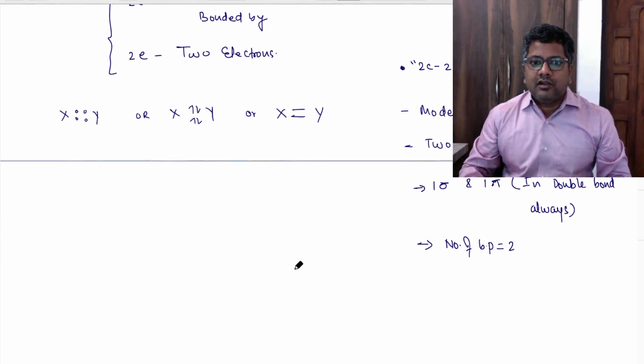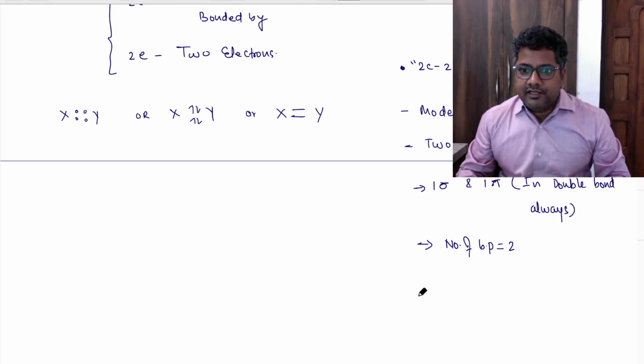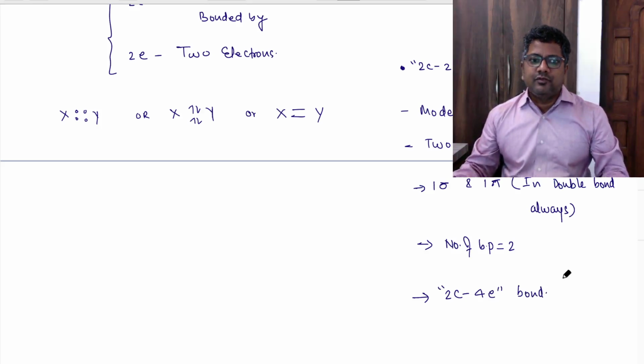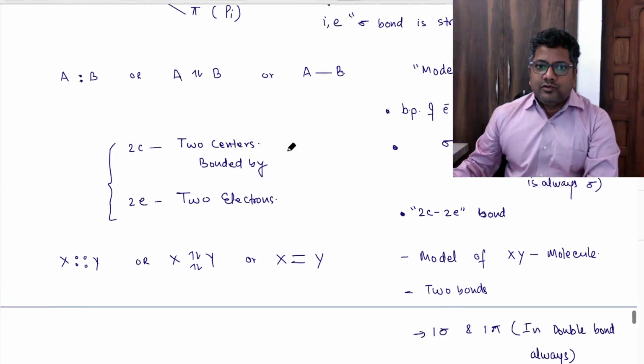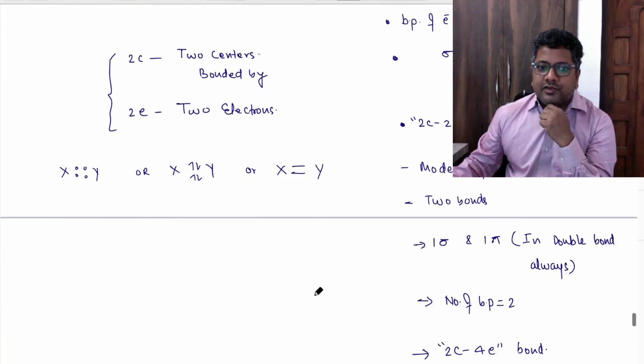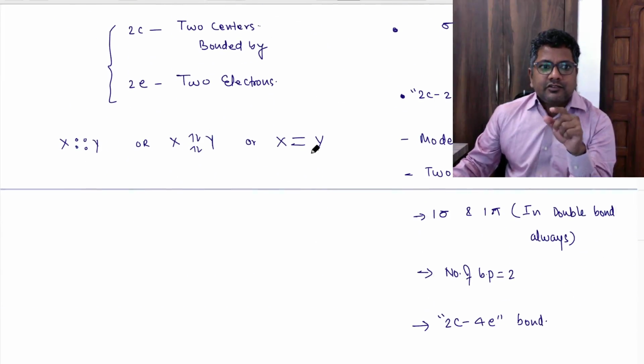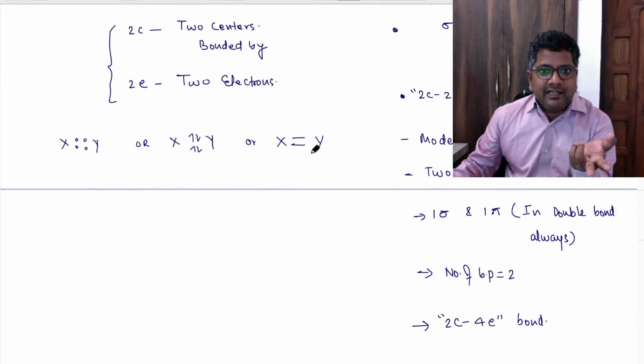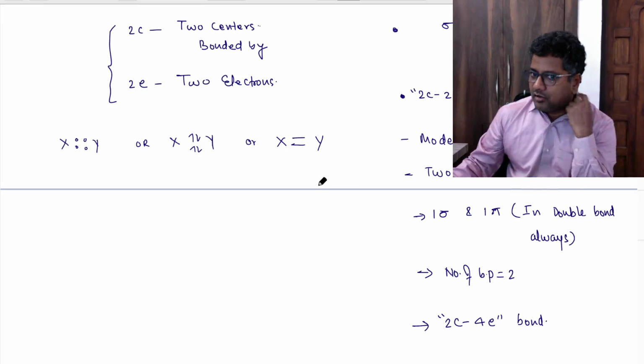So what nomenclature can you put for this molecule? Here 4 electrons are bonded by 2 centers, so you can write 2C4E bond, right? So this is the first point. Normally 2 electrons pair up to form each bond. So here 2 bonds are there, and each bond involves two electrons with anti-parallel spin. So this is the model of that.